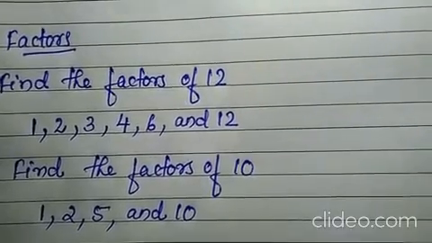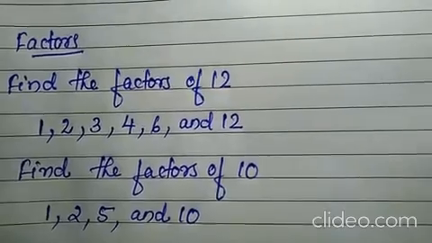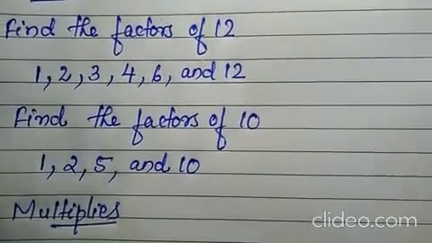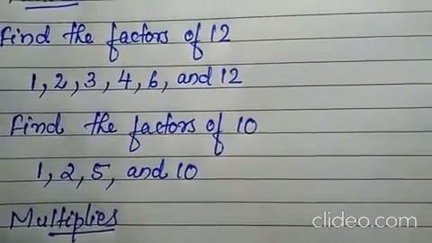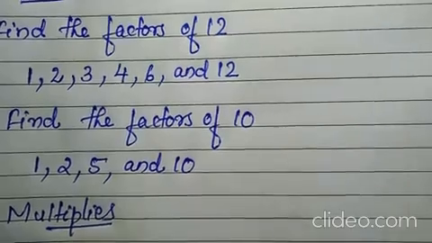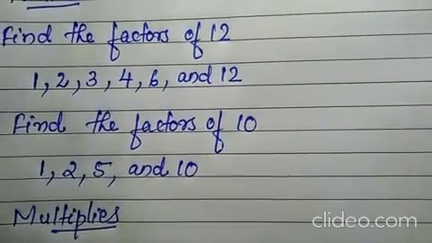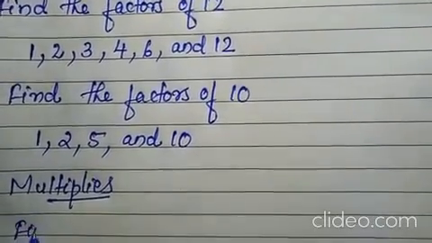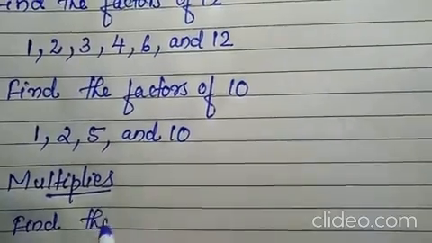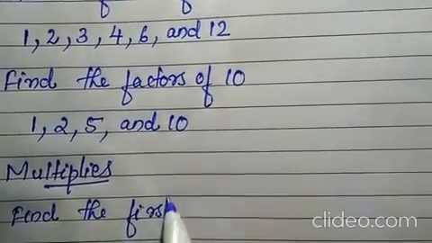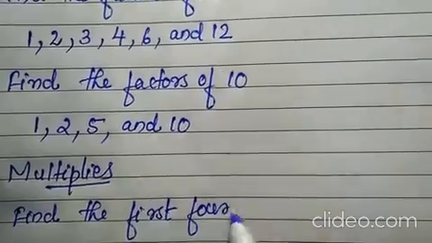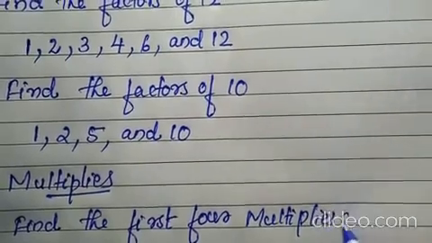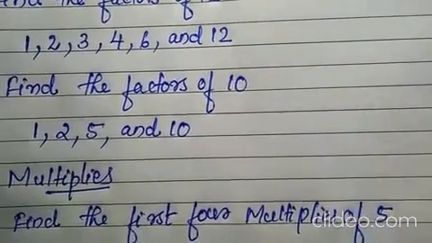Next we are going to study multiples. What is multiples? When two numbers are multiplied, the product is a multiple of both the numbers. So, I will write an example for you. Find the first four multiples of 5. How to find multiples of 5?